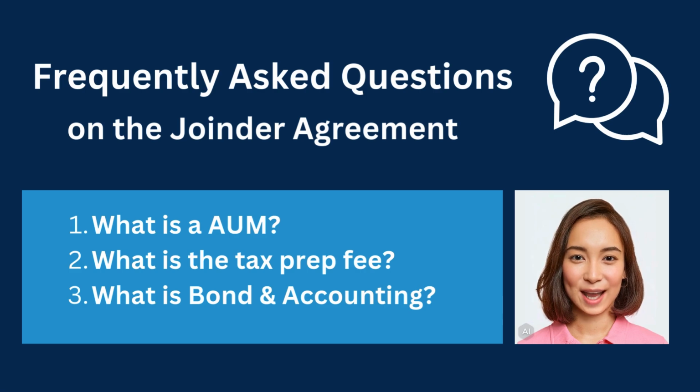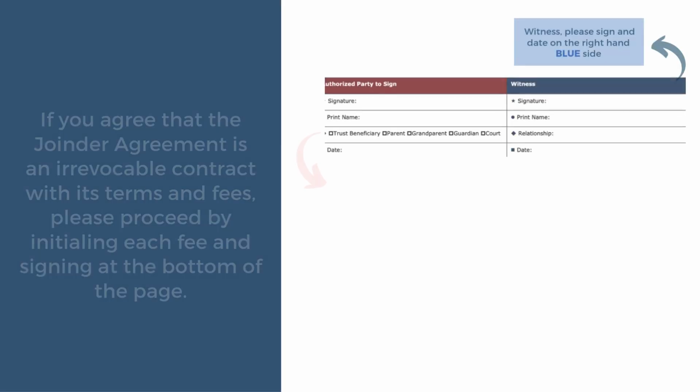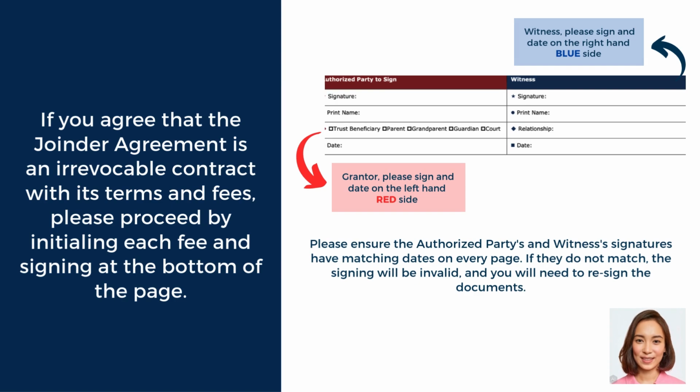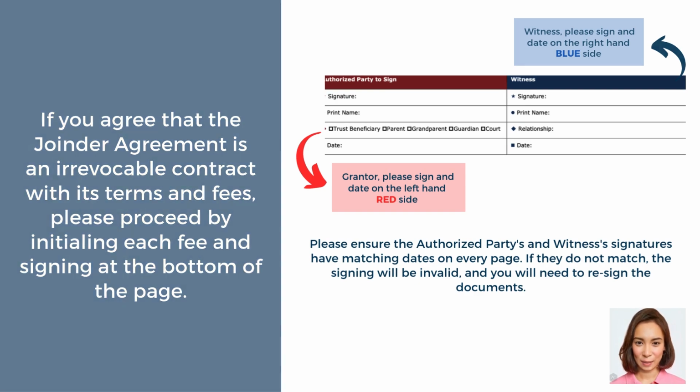What is bond in accounting? Bond in accounting is required for all court-supervised cases. This amount is intentionally left blank until approved by the court. If you agree that the joinder agreement is an irrevocable contract with its terms and fees, please proceed by initialing each fee and signing at the bottom of the page.